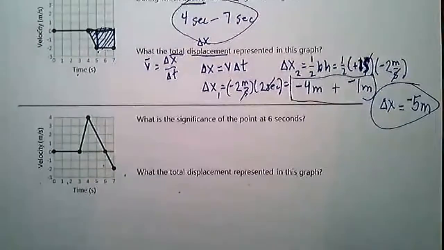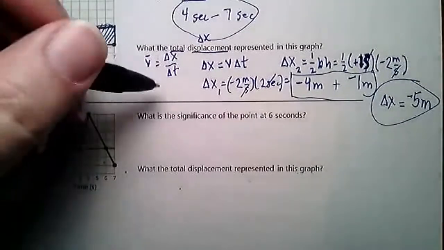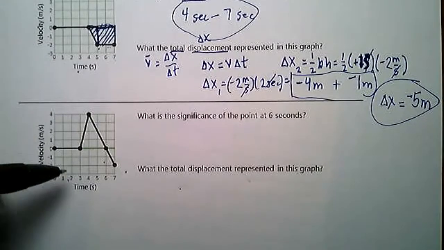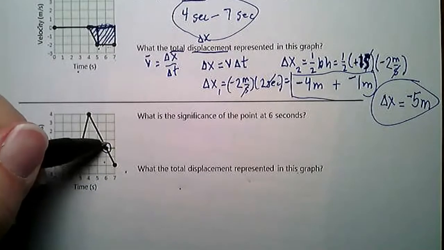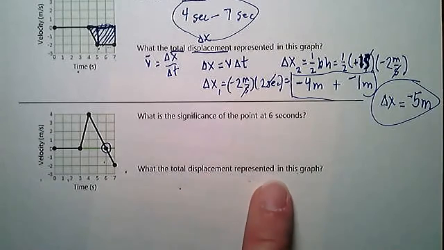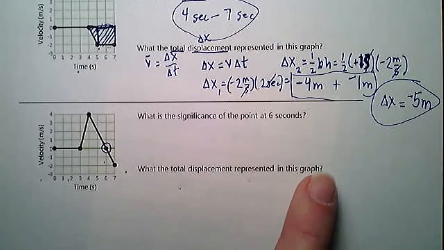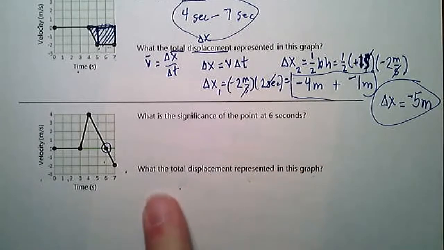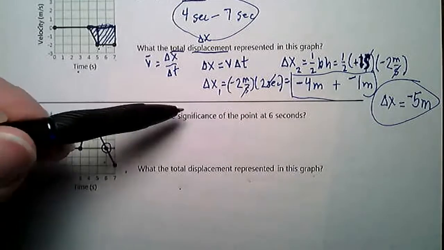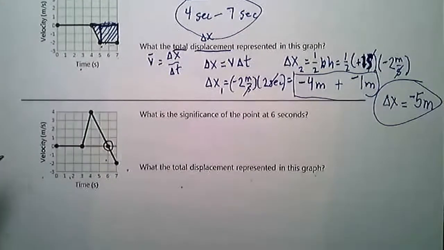One more and we're done. What is the significance of the point at 6 seconds? So here's 6 seconds right here. Okay, it asks us that. And then it also asks, what is the total displacement represented by this graph? Now, you should have a clue on how we're going to do this one. But the first question they ask us is, what is the significance of the point at 6 seconds?